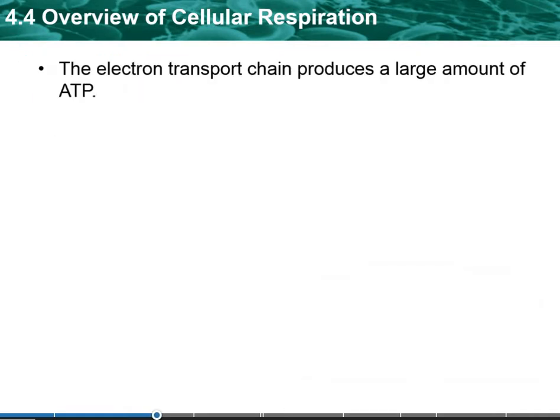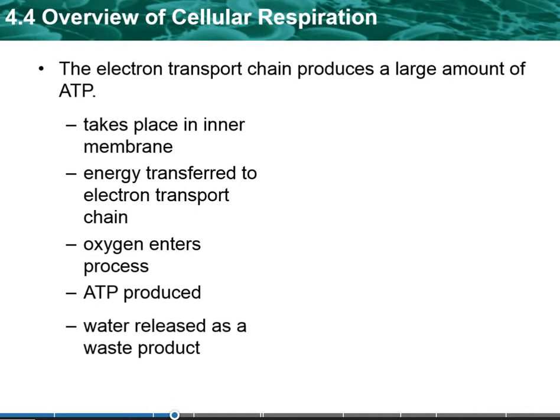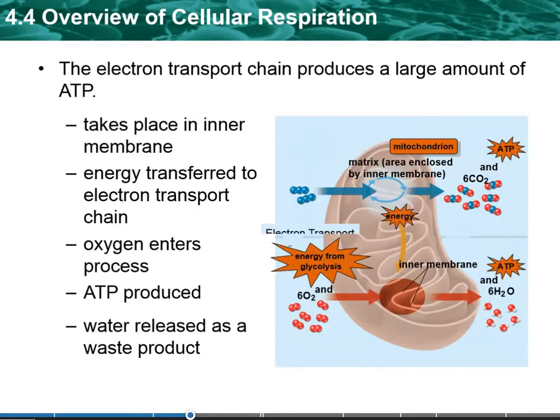The electron transport chain produces a large amount of ATP. It takes place in the inner membrane of the mitochondria. The energy is transferred to the electron transport chain. Oxygen is going to enter in this process as well, and ATP is going to be produced, and water vapor, or water, is going to be released as a waste product. So when you exhale, all of the water vapor you breathe out, all of the condensation, is from this process, the electron transport chain in our cells. So that's what this picture is showing once again.